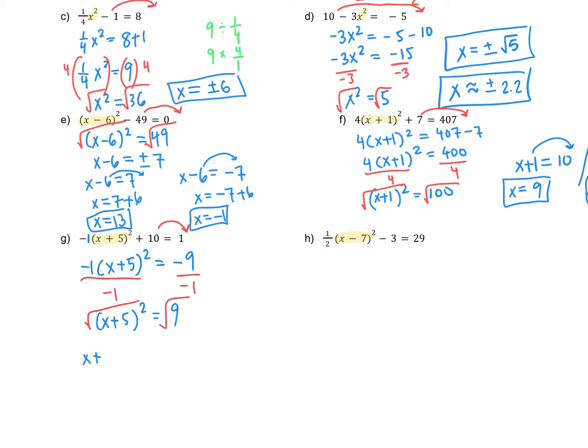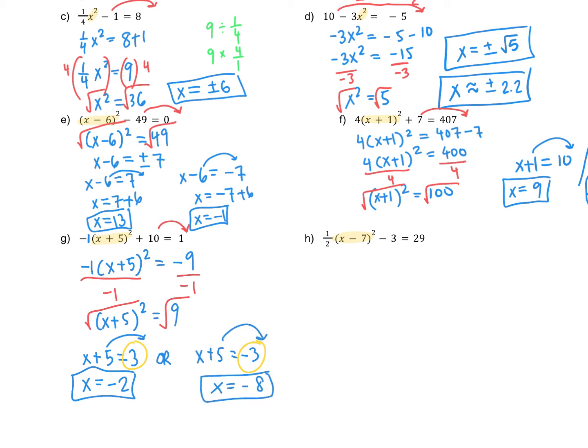The square root of 9 is 3, but it's also negative 3. You need to present the two options or half of your answer is missing. When we bring the 5 over, for the first one, you're going to have 3 minus 5, which is negative 2. For the second one, you're going to have negative 3 minus 5, which is negative 8.